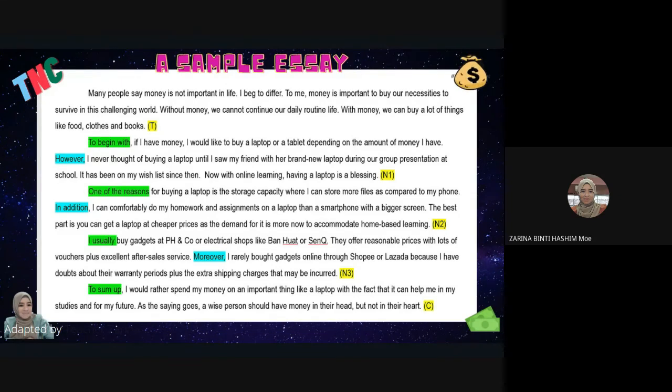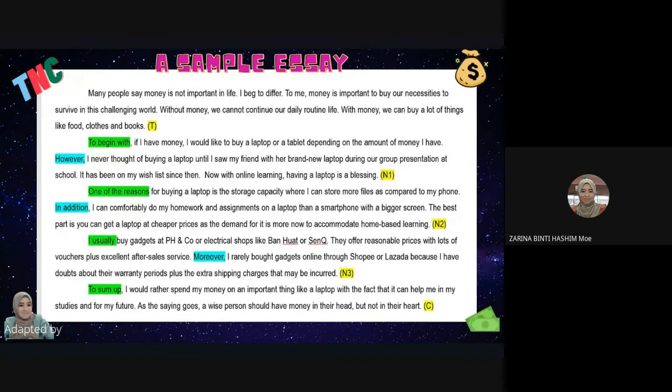Paragraph 4 is answering question number 3. So what is question number 3? Kachi, what is question number 3? The place that you normally buy the item. Okay, so that is the place.